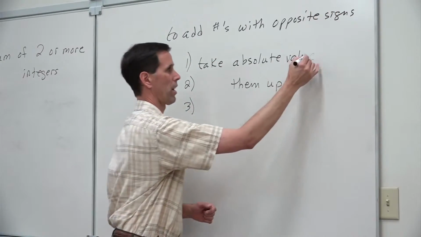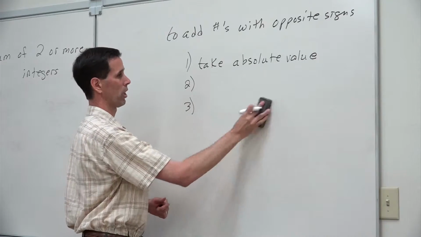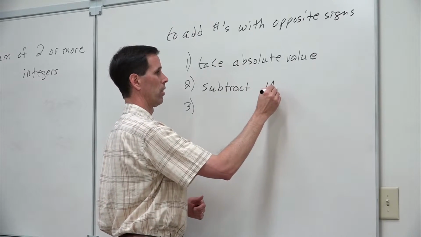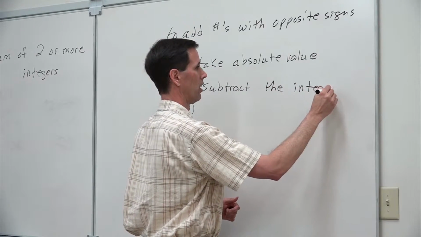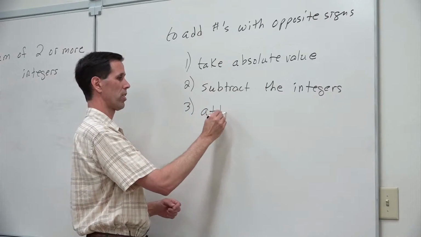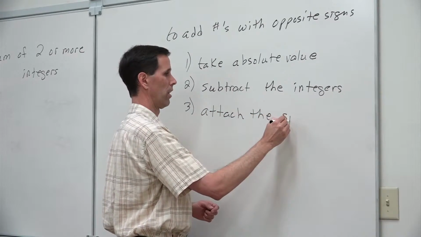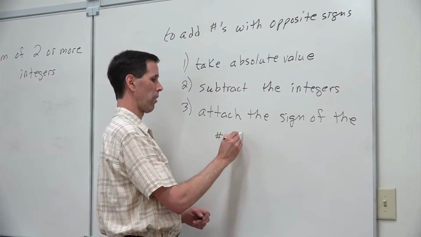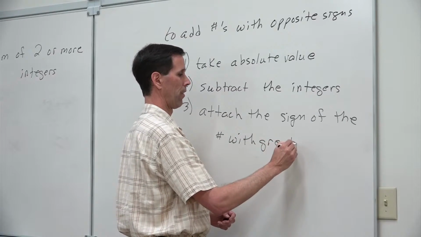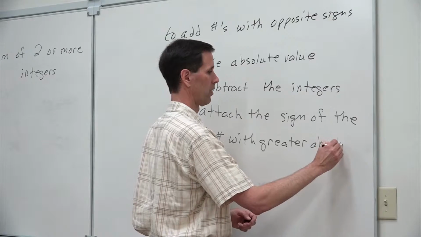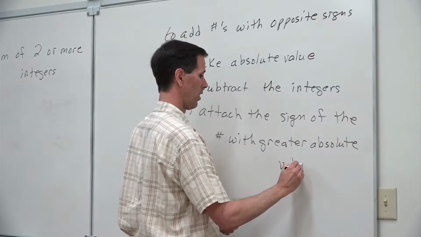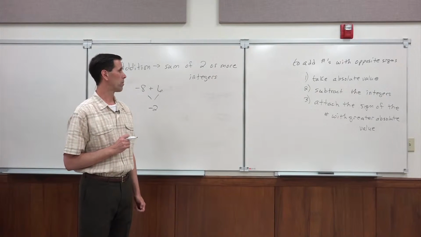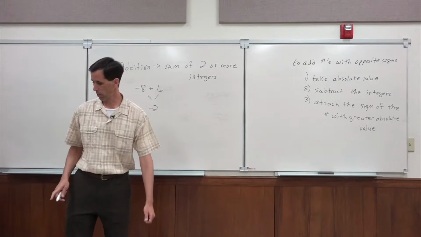again, you want to take their absolute value first, but what you're going to want to do this time is subtract the numbers. Well, we'll say subtract the integers here. And then you want to attach the sign of the number with a greater absolute value. Okay? So again, if you're adding numbers with opposite signs, take their absolute value, subtract the larger minus the smaller, and then attach the sign of the number with a greater absolute value.